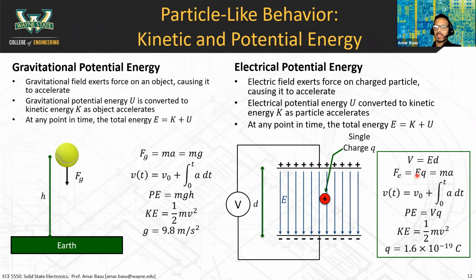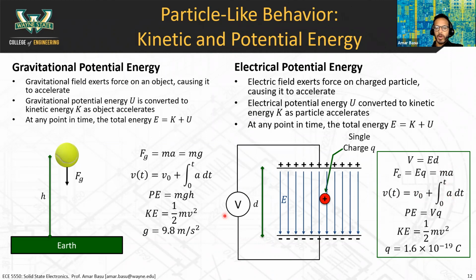Think about it this way: the electric field is creating a force, which is E times Q, and that force is causing the charge to accelerate. You can calculate the A based on what the E is. The higher the electric field, the more acceleration you're going to get. Keep in mind that the mass is fixed, like the mass of a proton. The velocity equation is the same as before: V of t is equal to V0 plus the integral of the acceleration.